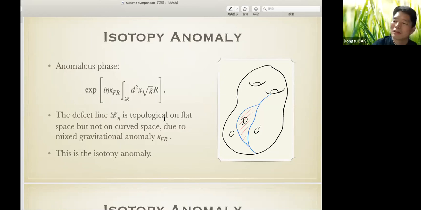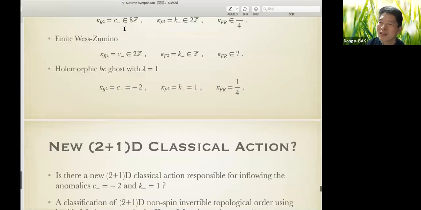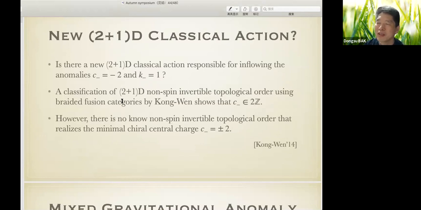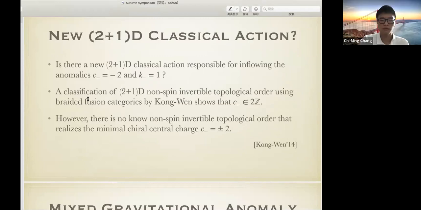Any other questions? Maybe I can add one. For this BC ghost system, what is your final claim? Is anomaly inflow from three dimensions impossible, or one cannot identify it? Well, it is possible, but one cannot identify the corresponding classical action. From Kong-Wen's classification, it looks like it's possible, but so far people haven't found such a 3D theory that is responsible for this particular anomaly.